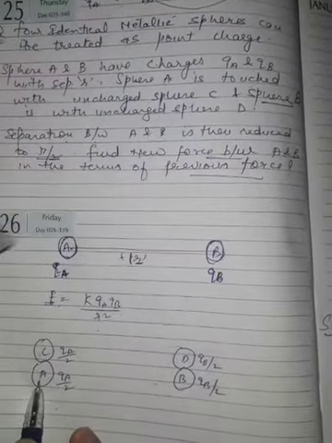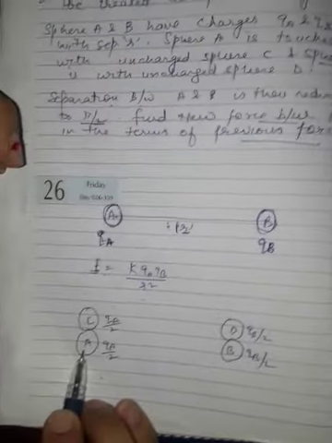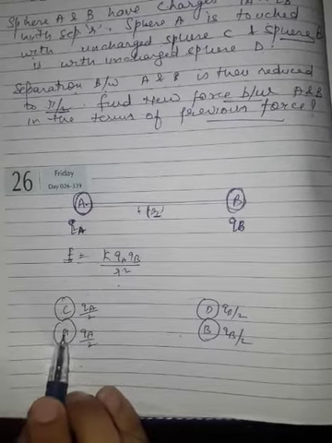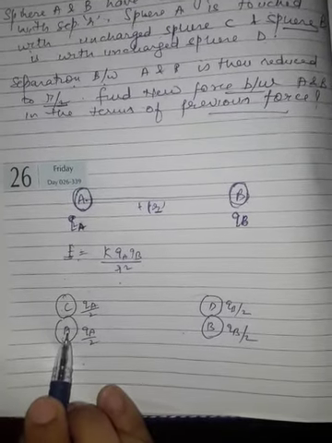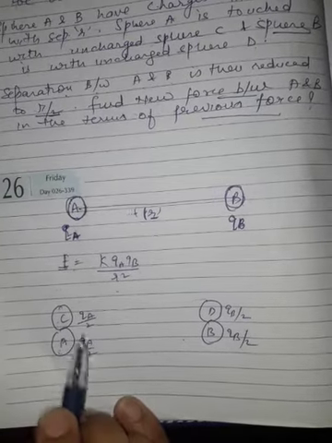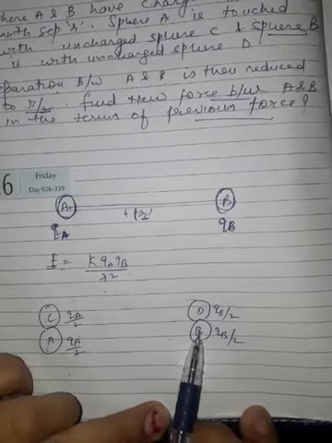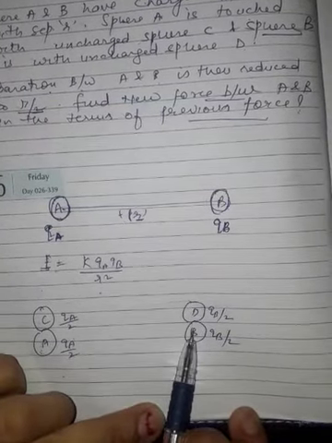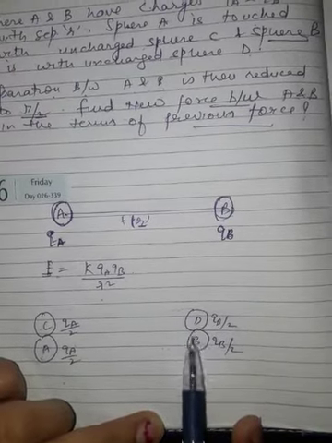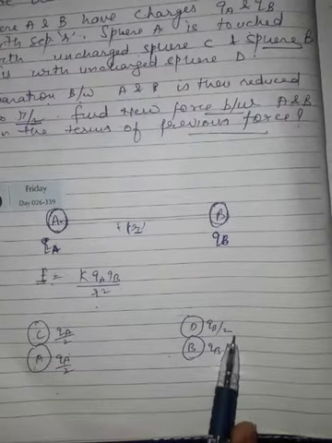Now, A is brought in contact with C. A is charged and C is uncharged. When you bring them in contact with each other, equal charge will distribute on them. That means QA will distribute on both equally, so it is QA by 2 and QA by 2. Similarly, B is brought in contact with D. B was having the charge QB. Equal charge will be distributed on both, so it is QB by 2 and QB by 2.